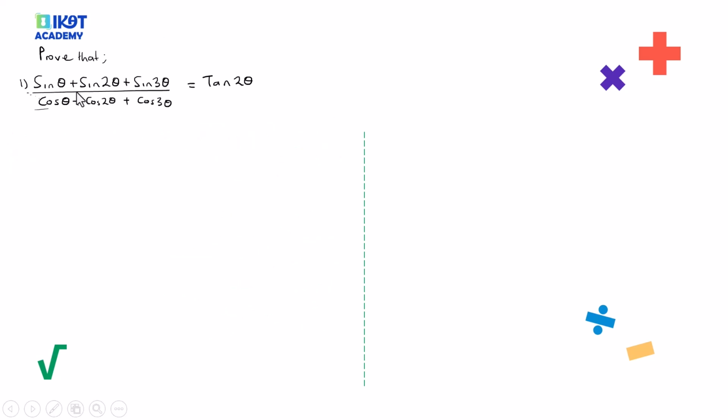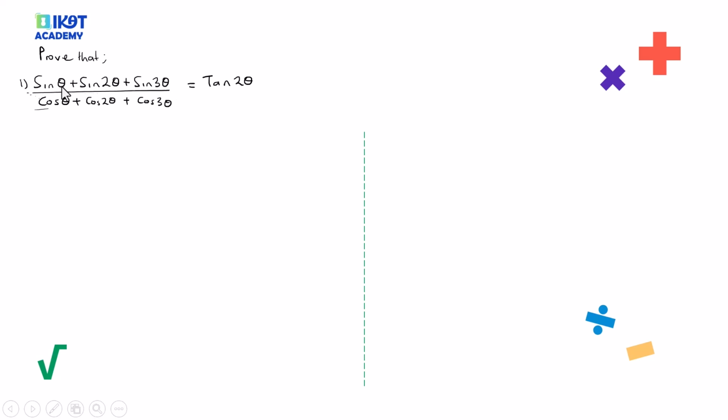The question says: sine theta plus sine 2 theta plus sine 3 theta, out of cos theta plus cos 2 theta plus cos 3 theta, is equal to tan 2 theta. Usually when you have these trigonometric equations with many terms, sine, sine, sine and cos, cos, cos, you try to look at the angles and see if you can pair them in a way that allows you to factorize after.